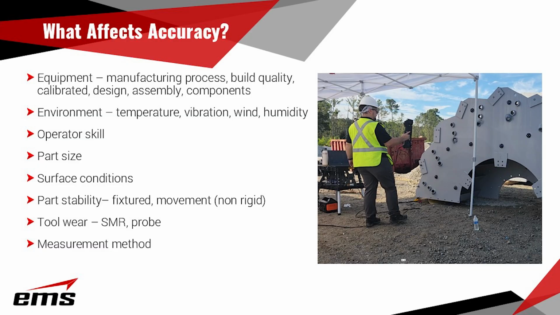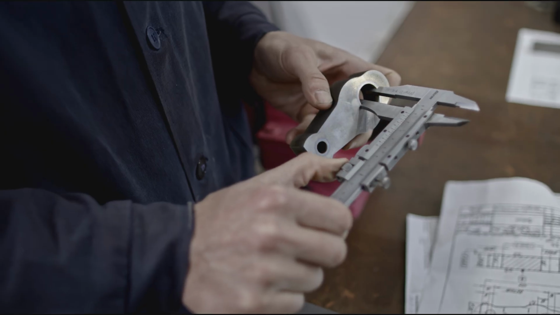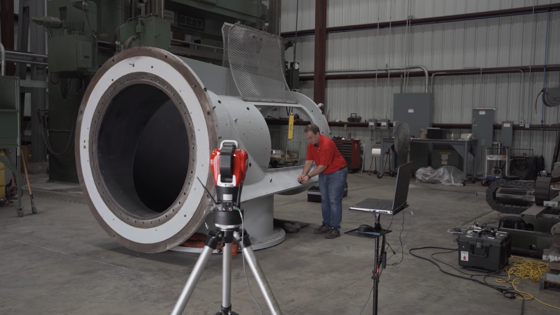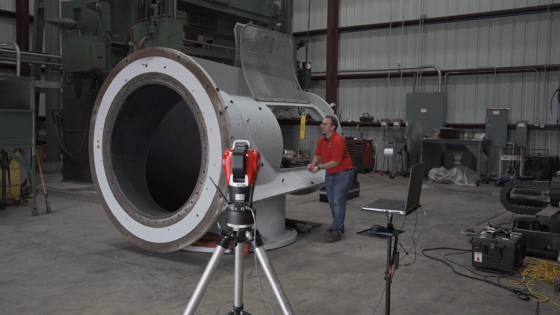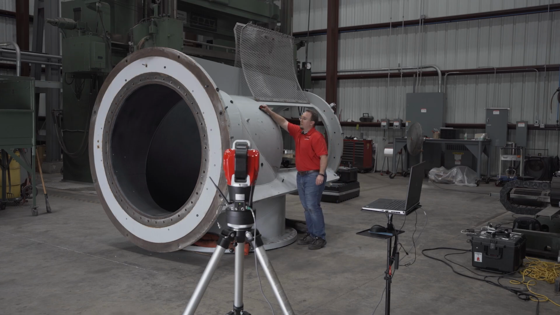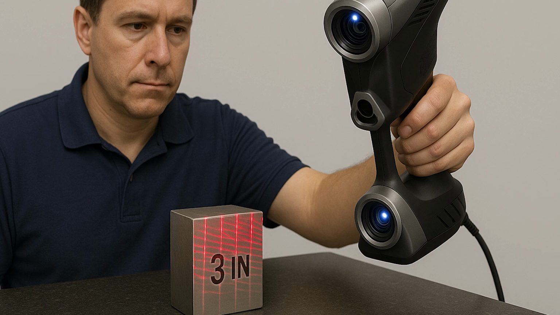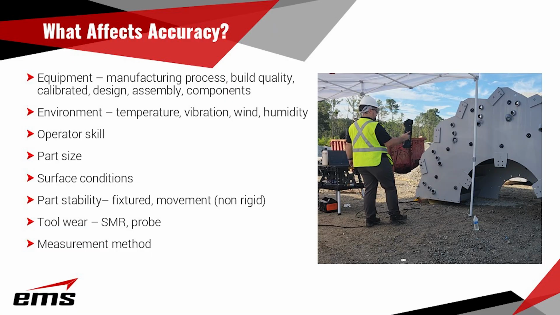Another big factor is the human factor, and that's the operator's skill set. Does he know how to operate the equipment properly? What is the size of the part? We're going to talk about this more later because you may see accuracy statements for a 3D scanner, but you're measuring things that are far bigger than what they measured to. So if they measured a 3-inch gauge block and you're scanning parts that are 20 foot long, you are not going to get that accuracy. So part size plays into it.